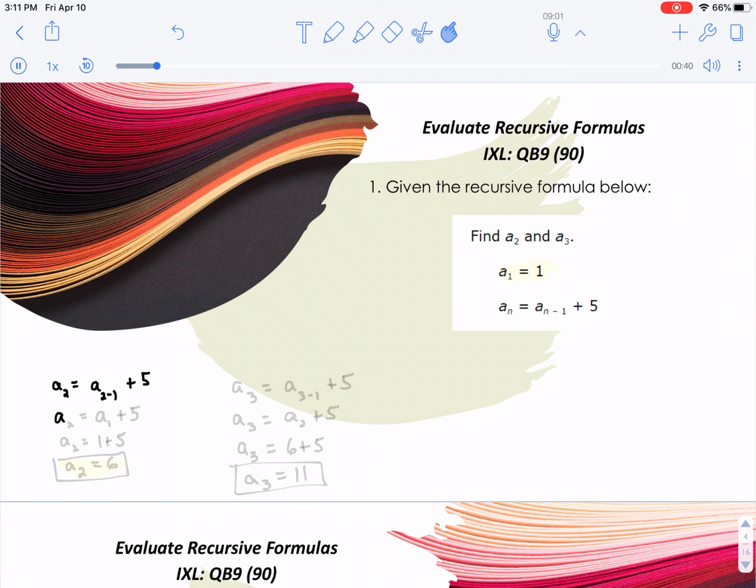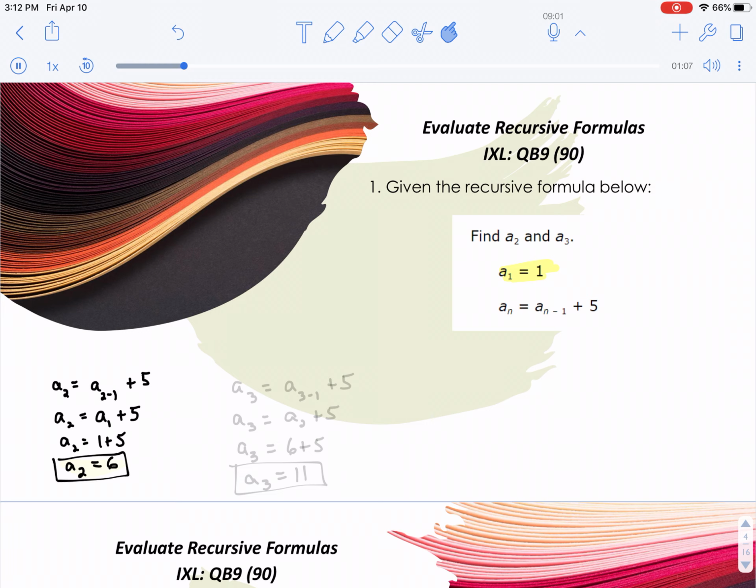So a sub 2 equals a sub 2 minus 1, which would just be a sub 1, plus 5. But a sub 1 was given to us. A sub 1 is 1. So we're going to plug that in, and we get a sub 2 equals 1 plus 5. So a sub 2 equals 6. And that's a sub 2.